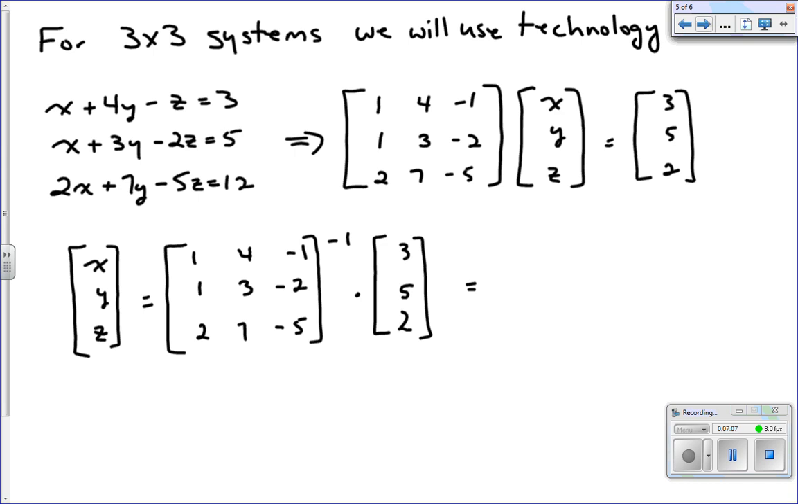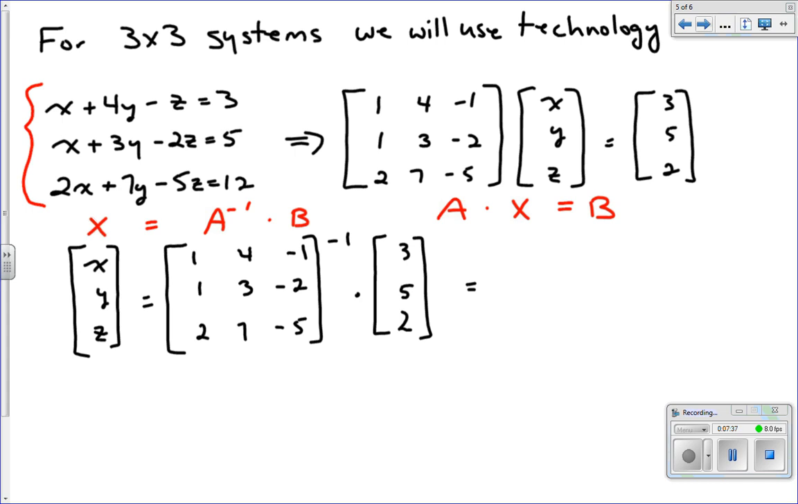For 3 by 3 systems, we're going to use technology, but the same method applies. So we're going to look at a system of equations first of all. In this example, we have these 3 equations with the 3 variables. We're going to turn them into an equation in the form of A times X equals B. So to solve for X is going to be A's inverse times B.